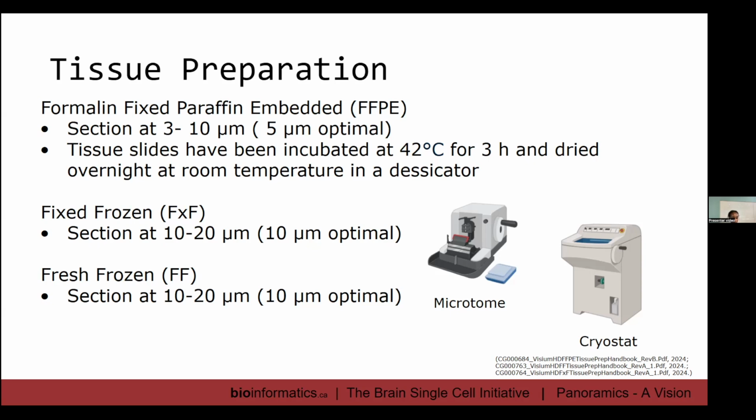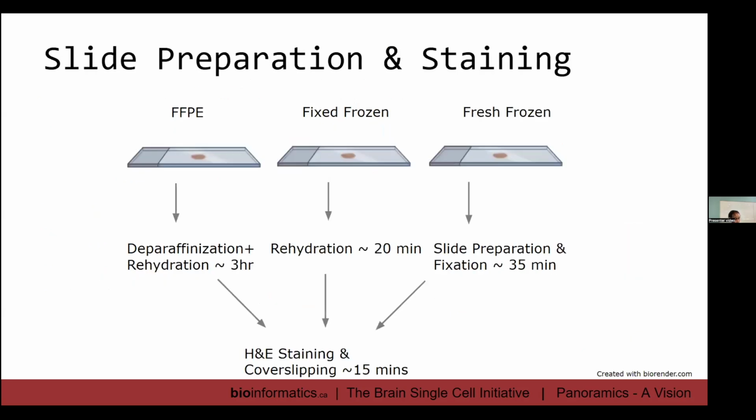The recommended section thickness for FFPE samples is 5 microns, and for fixed frozen, it's 10 microns, and for fresh frozen, it's 10 microns. However, they do have some slight guidelines depending on the type of tissue, if you should go for a slightly thicker or a slightly thinner section. So all that information is found on the 10x website, and you can ask me after if you'd like. So once we have the actual sections, we're ready to get to processing.